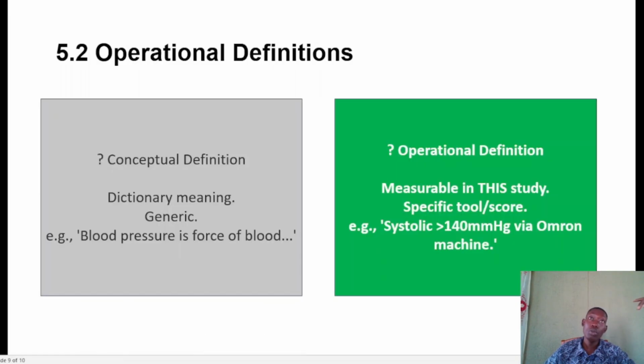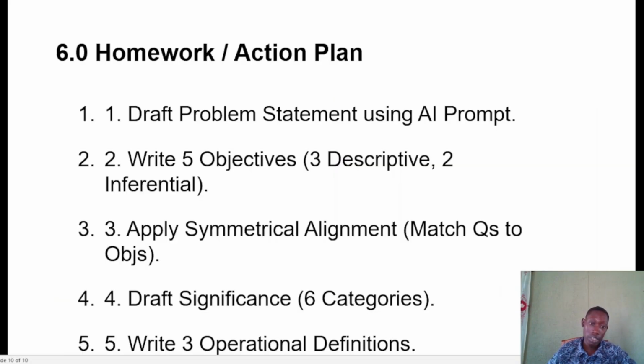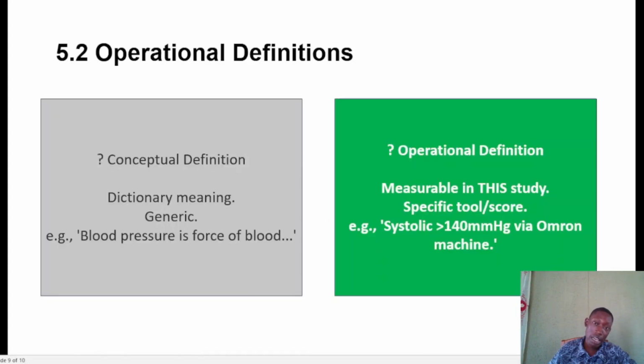All right, so now we are going to be doing the live demonstration of writing statement of the problem. How to write the statement of your problem using that AI prompt.